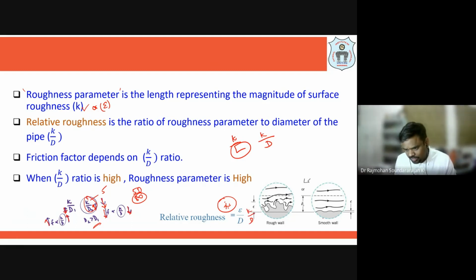I can see the representation of a smooth wall, a relatively new pipe, meaning no rough projections, so the fluid is not getting disturbed much. But when roughness like this comes into the picture, there will be eddy formation. There is no smooth movement of the fluid.